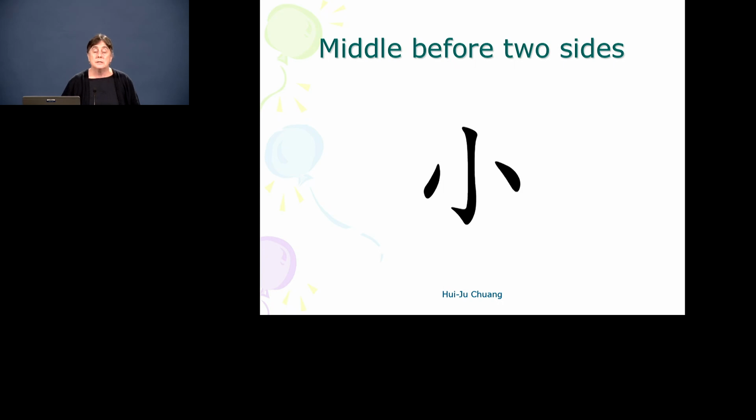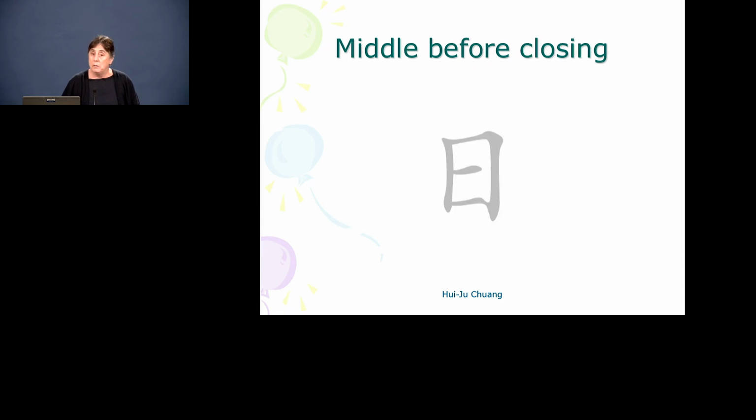This is the character xiǎo, small. And you do the middle first and then the two sides. And you notice that the sides are identical, and that's how you know that it's middle before two sides. Usually it's going to be a situation where the two sides are equal and identical, and there's something different in the middle. One more time. Middle, then two sides.